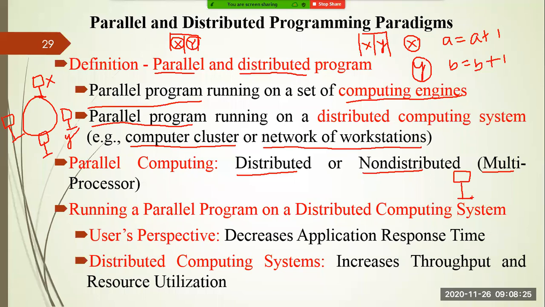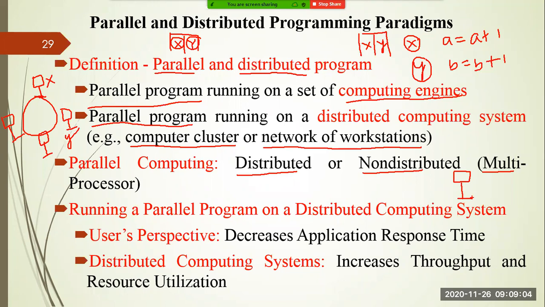Now, what is our objective? Our objective is to run a parallel program on these systems. Whether you go for a parallel computing system or a distributed computing system, you have to write a parallel program, because you have a set of computing engines. You have a set of resources. As you have a set of resources, you are bound to write a parallel program. That's why running a parallel program on a distributed system has several advantages, not only for the user, but also for the distributed system. So how is it beneficial to the user?